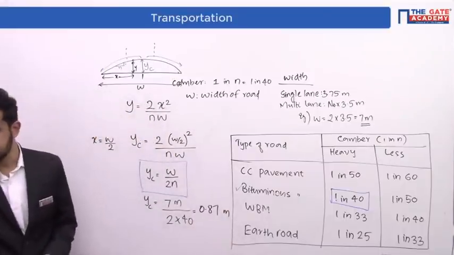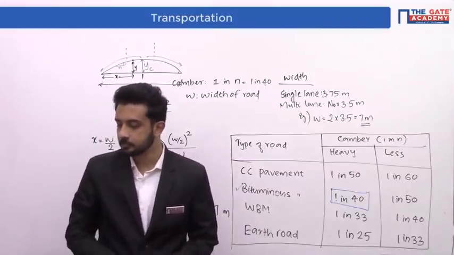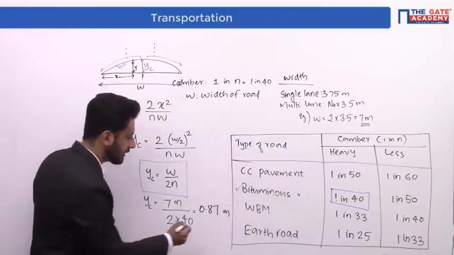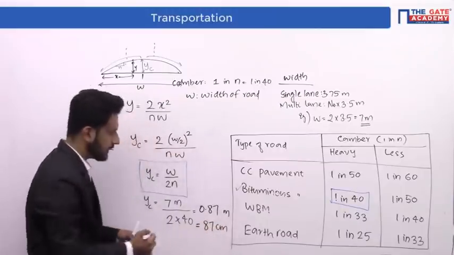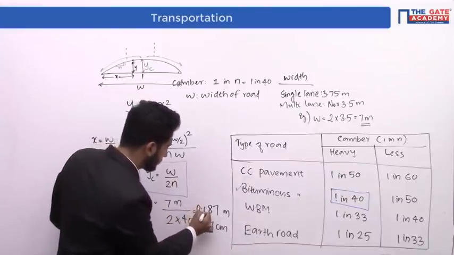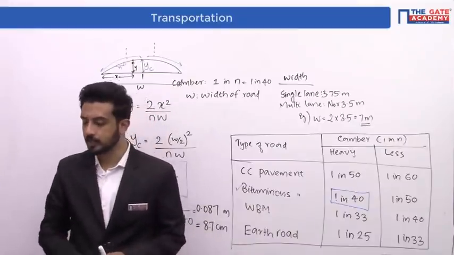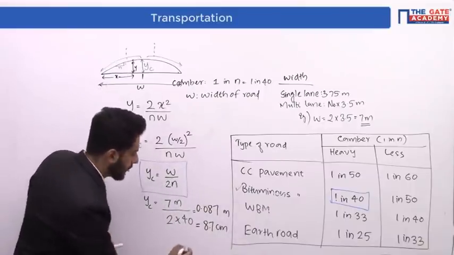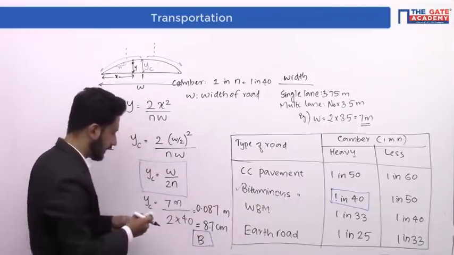As per the options, they have given the values in centimeter, correct? So I have to take it in centimeter. So it is 0.087. As per the given options, which will be the correct answer? Option B will be the correct option.